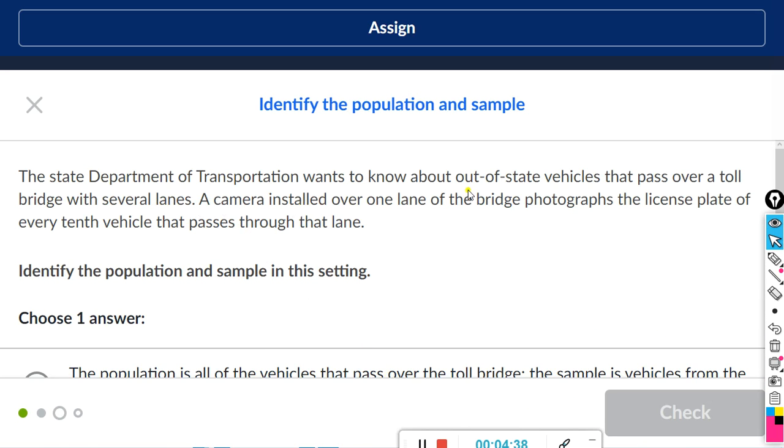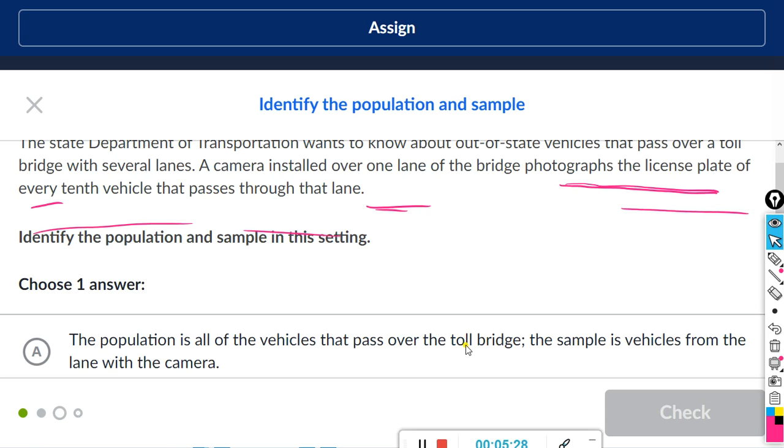All right, the State Department of Transportation wants to know about out-of-state vehicles that pass over a toll bridge with several lanes. A camera installed over one lane of the bridge photographs the license plate of every 10th vehicle that passes through that lane. Okay, so the population is going to be the vehicles that pass over a toll bridge, but only for that one lane. All right. So it's the vehicles that pass over the toll bridge in that one lane, and the sample is going to be the license plate of every 10th vehicle that passes through that lane. All right, let's check it out.